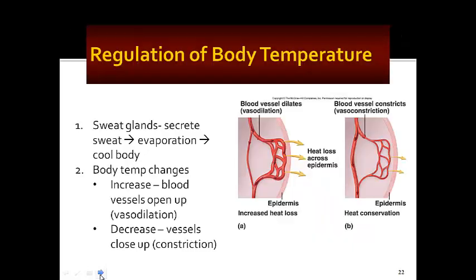Now, taking a look at regulation of body temperature, the only type of regulation we'll talk about here is two types: sweat glands and how sweat glands secrete sweat.